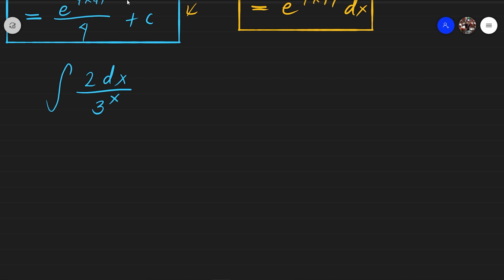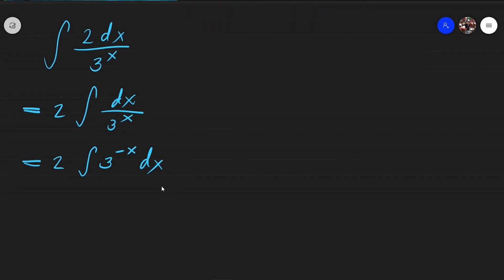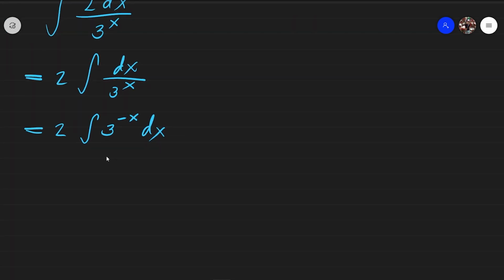If you manipulate this one, your 2 is constant. You can put it outside of the integral sign. So this will be 2 integral of dx over 3 raised to x. And 3 raised to x, you can put it this way. So this will be equal to 2 the integral of 3 raised to negative x dx. Now, in this form, it's obvious that you can use the exponential function formula.